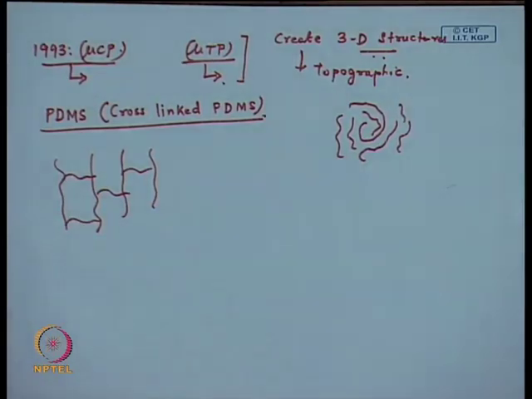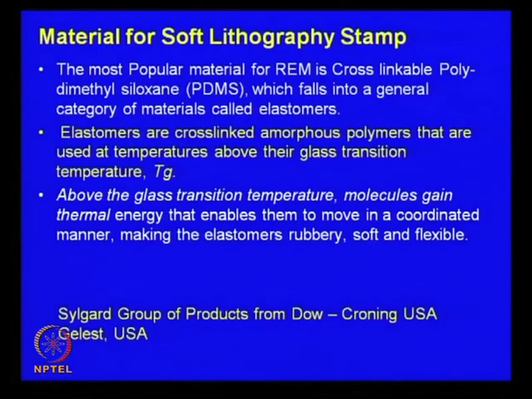So, first thing to note is elastomers are cross-linked amorphous polymers, and the second thing is that if you see a material exhibiting room temperature elasticity, which is typical of an elastomer, you are bound to assume that it is above its glass transition temperature. Above the glass transition temperature, the molecules gain thermal energy that enables them to move in a coordinated manner, making the elastomer rubbery, soft and flexible. Indeed they have the thermal energy to move, but also interesting is that they cannot move beyond a certain level, because they are physically tied to each other.